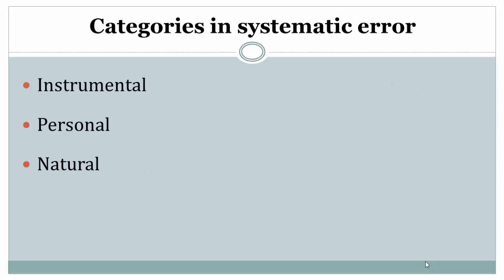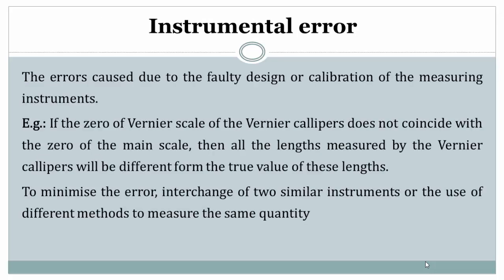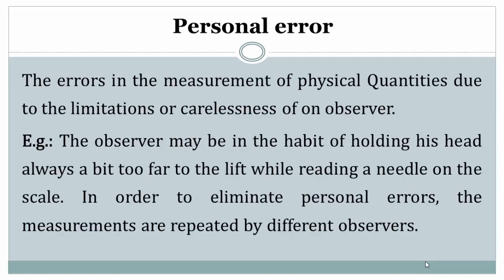Again, systematic errors are classified as instrumental error, personal error and natural error. The instrumental error is caused due to the faulty design in the instrument. The personal error is nothing but the error due to the limitations or carelessness of an observer. These errors occur by a person who is performing the instrument experiment.